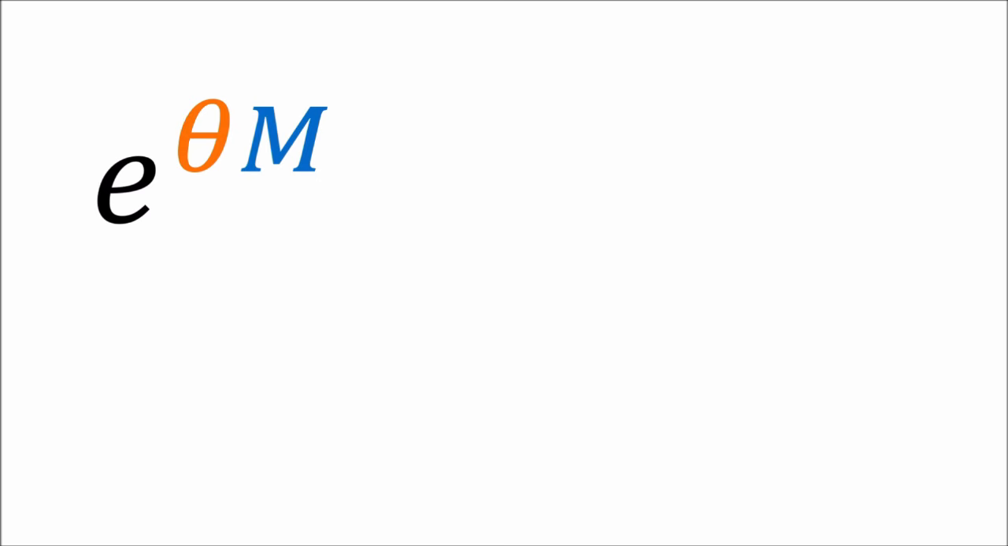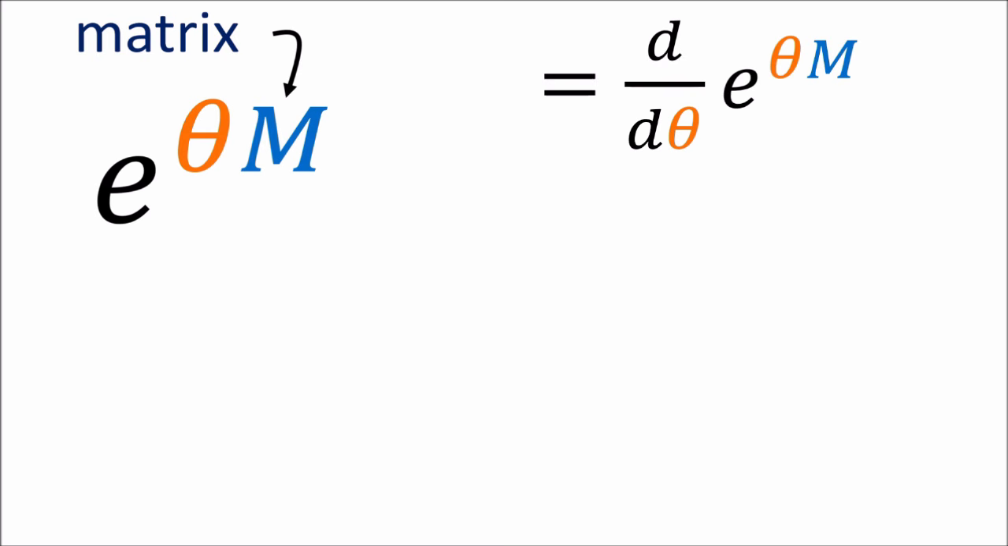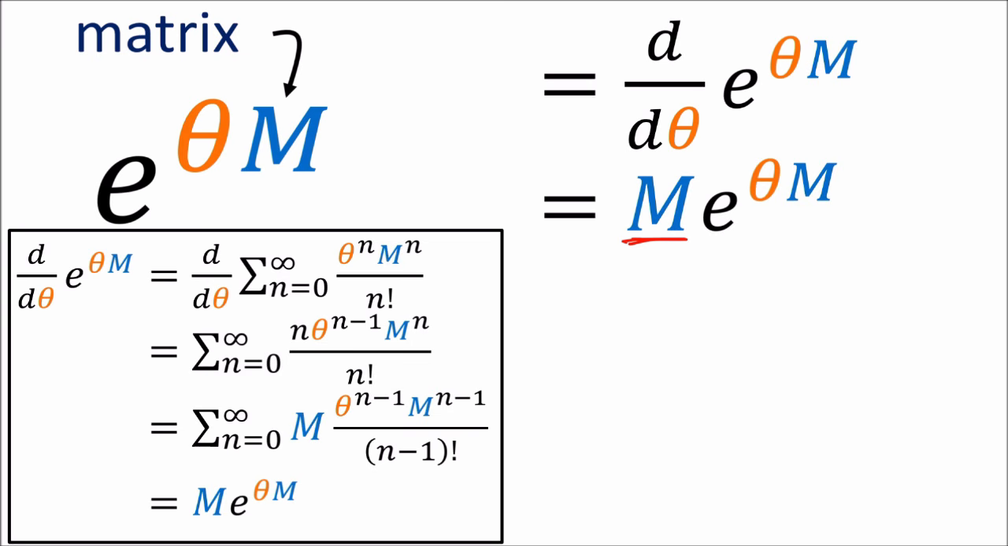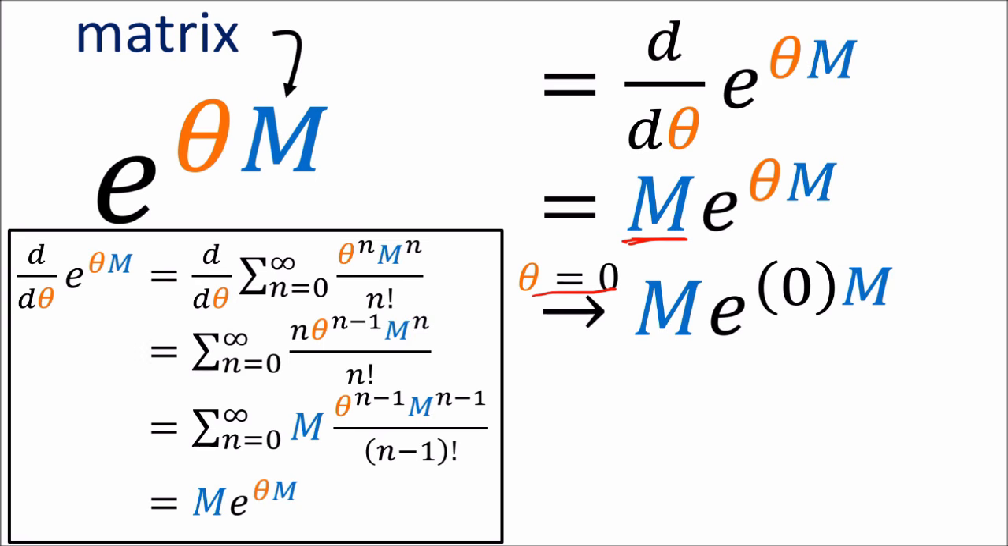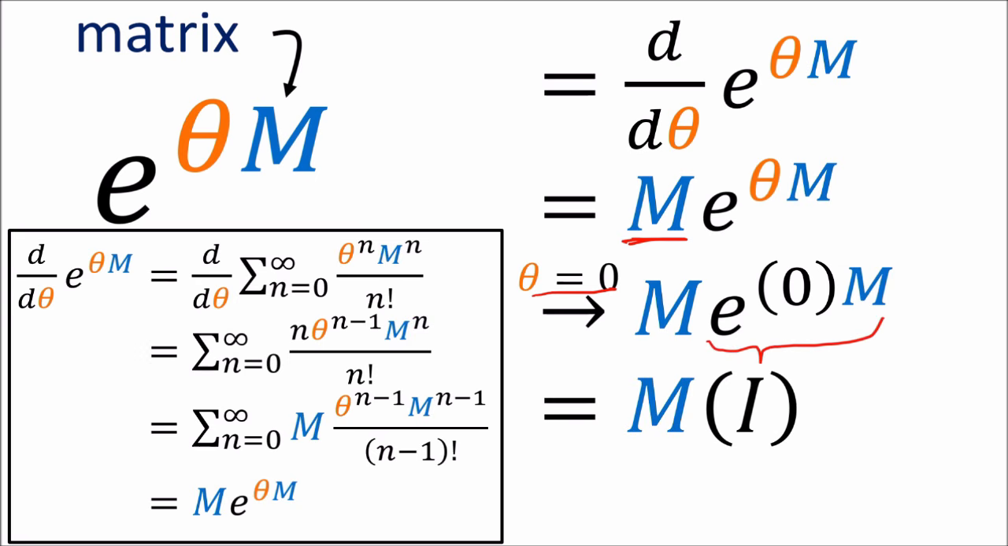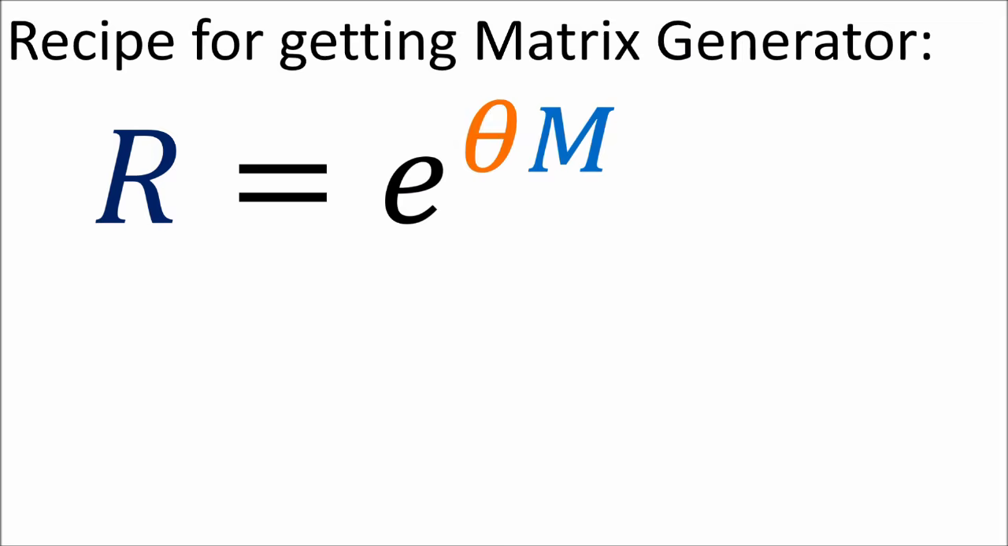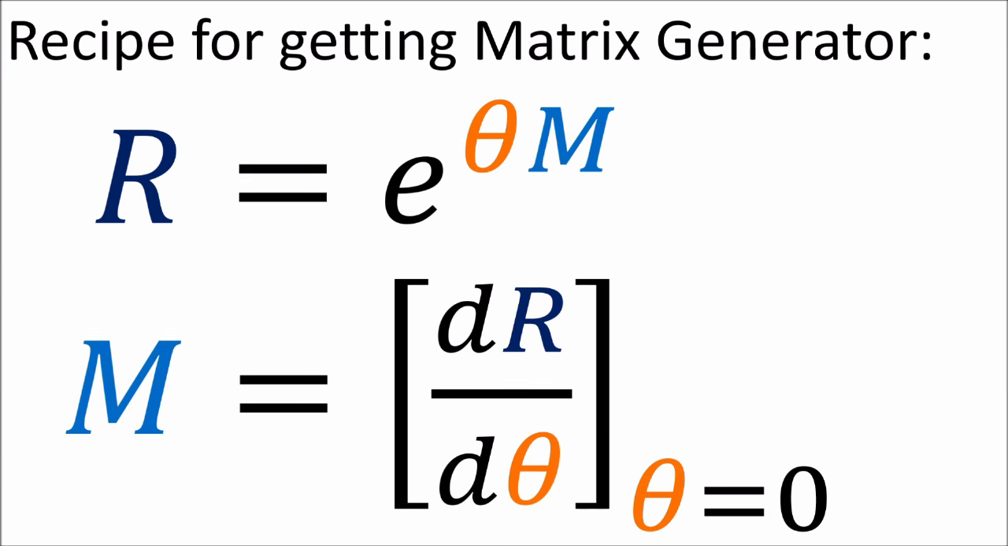This recipe works in the case of a matrix M too. Taking the derivative with respect to theta brings a copy of m down in front. You can try proving this by taking the derivative of the exponential series if you like. Next, setting theta to 0 means e to the 0 matrix, which becomes the identity matrix. So we're left with just the matrix M, which is our generator matrix. So the recipe for getting our generator matrix M is to take our rotation matrix R in the Lie group, take its derivative, and then set the parameter to 0.